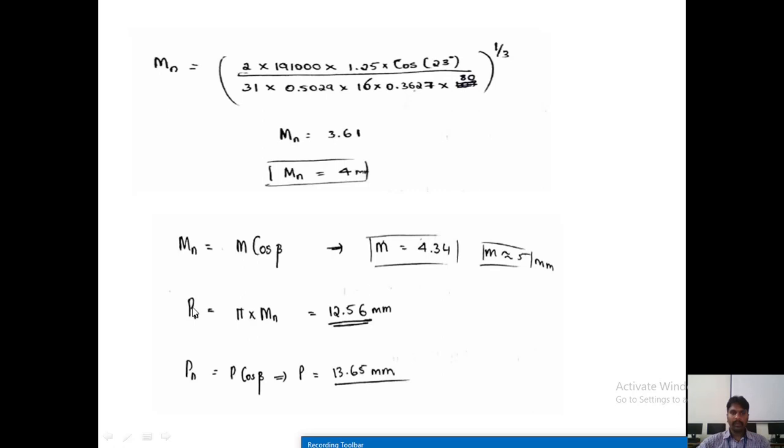So the normal pitch is given by pi times of Mn. Mn is known. We know that P is equal to pi m, the same equation we need to use for normal pitch also. Pn is equal to pi times of Mn, which is obtained as 12.56 millimeter. Once you got normal pitch, we need to calculate the actual pitch. Pn is given by P cos beta. So P is given by Pn by cos beta. Pn is known, beta is 23 degree. So P equals 13.65 mm.